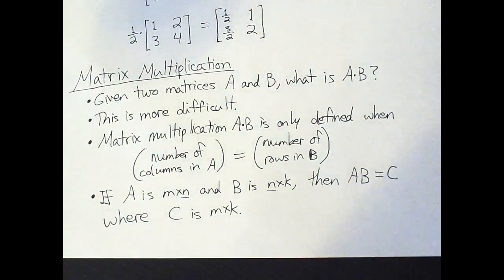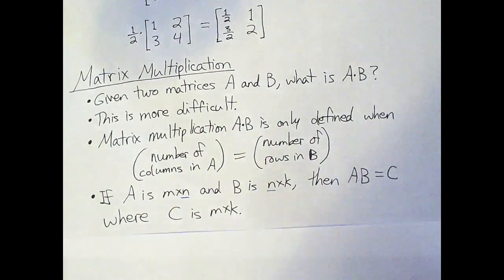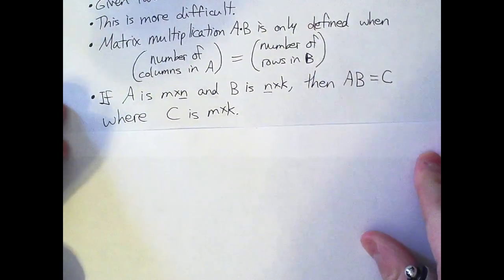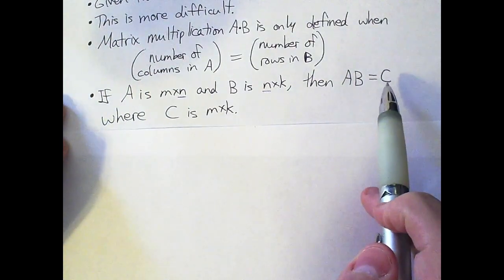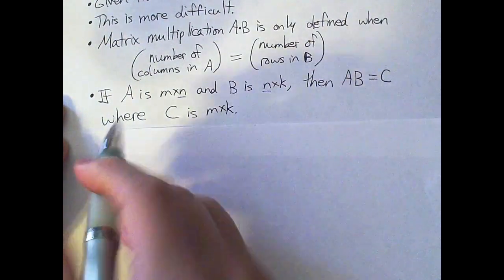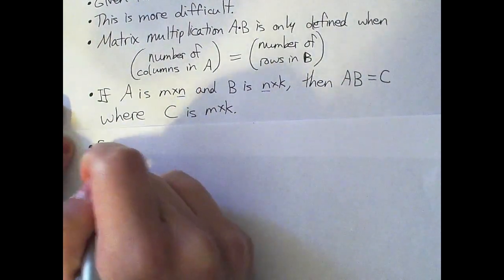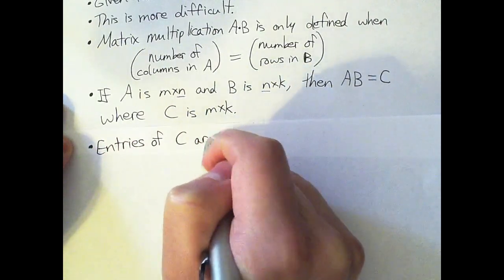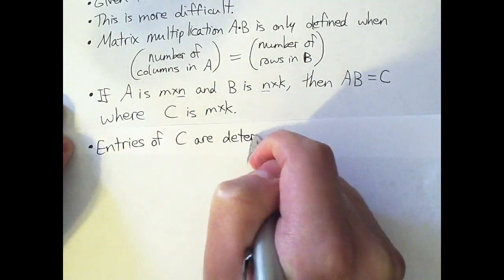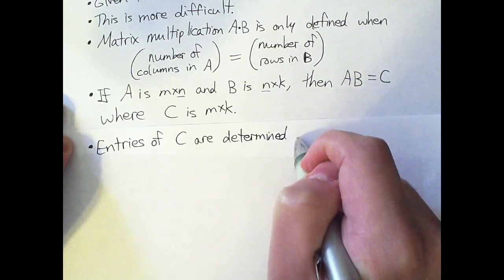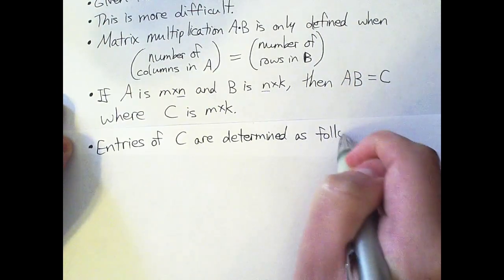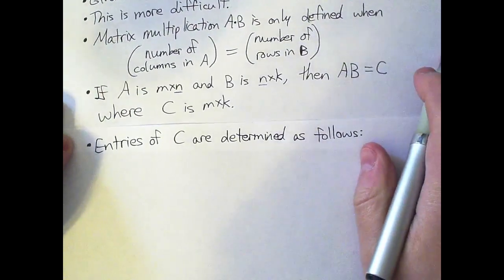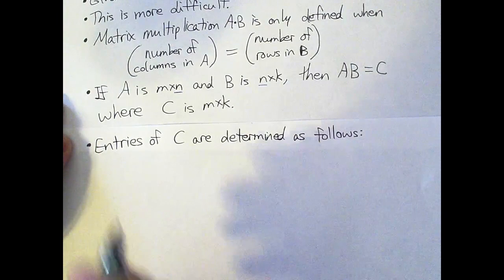So this is a discussion about how the sizes work, but what we really need to know is, how do we find the entries of C? If we say that A times B equals C, all right, well, that's fine, but how do you get the numbers that go into C? So, the entries of C are determined as follows. First, I'm going to try to summarize it in one or two sentences, and then I'm going to show you an example.